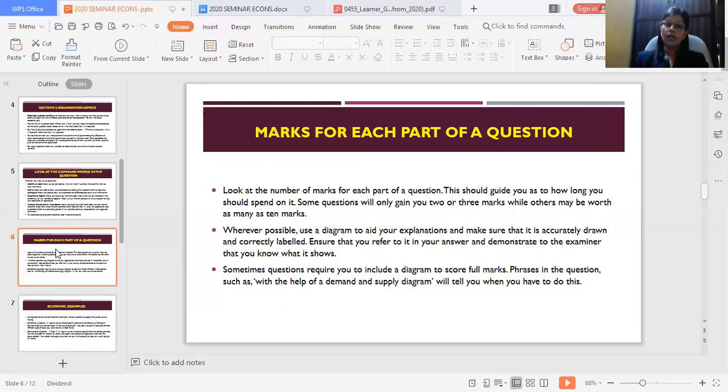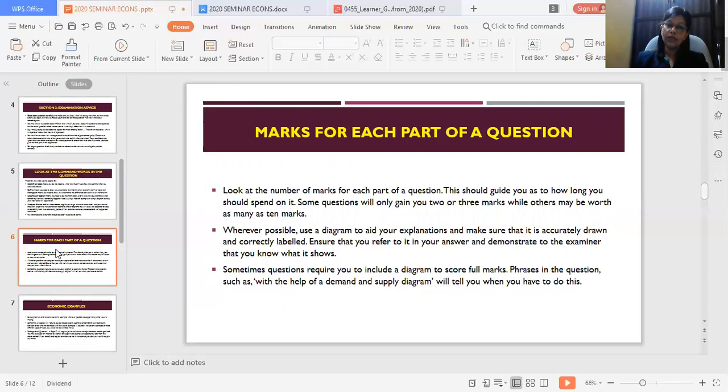Alright? So look at the number of marks for each part of the question. This should guide you as to how long you should spend on it. Some questions will only gain you 2 or 3 marks, while others are worth as many as 10 marks. So focus on your 6 marks question, 8 marks question. Spend more time. Write a solid answer for your 6 and 8 or even 4. You really need to manage your time. Mark allocation is very, very important. You should follow it.